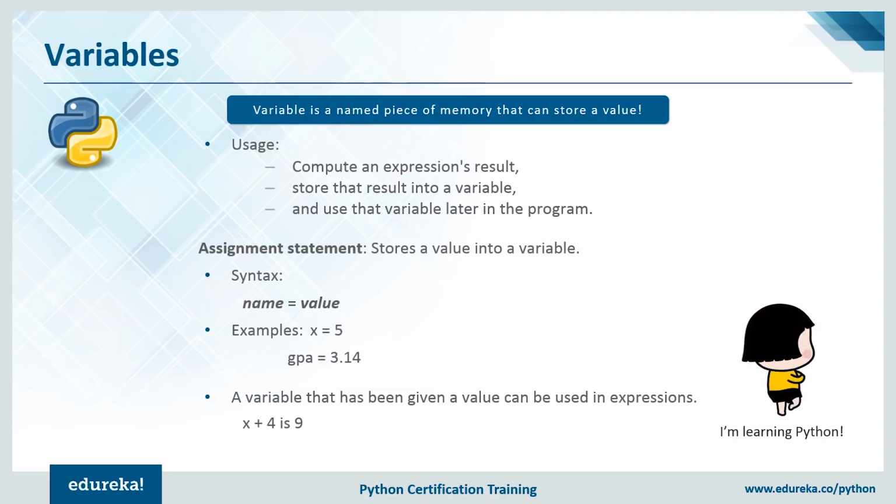So a variable that has been given a value can be used in any of the expressions. So consider this, guys. Instead of directly doing 5 plus 4 as 9, you're going to substitute that 5 with an x. So x plus 4 is also 9.